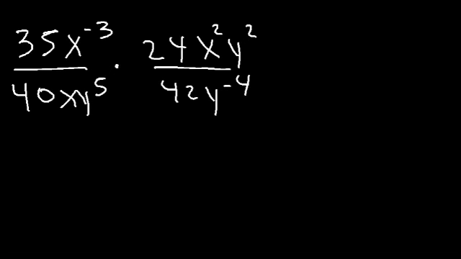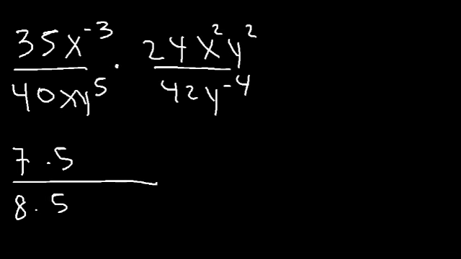Well, what you don't want to do is multiply across. If you multiply 35 and 24, you're going to get a large number. And if you multiply 40 and 42, you're going to get a bigger number. And then you have to reduce the fraction. It's a lot of work. Instead, we need to simplify or break down these numbers into smaller numbers. We can break down 35 into 7 and 5, and 40, we can make that 8 times 5.